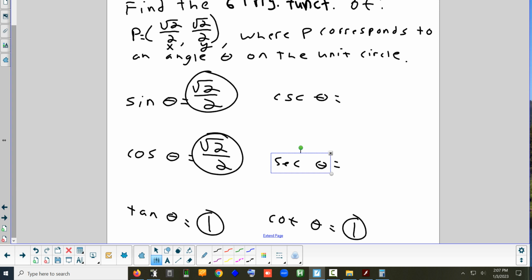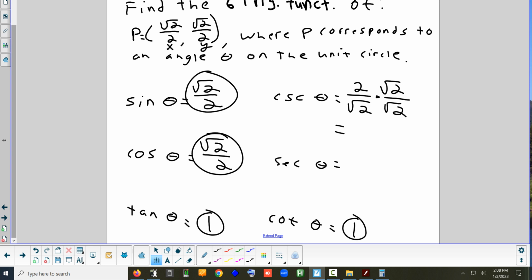All right, so let's start by flipping the sine. Abigail, what do I get when I flip my sine? 2 over square root of 2. Okay, we get 2 over square root of 2. And Dominic, what do I need to do with that so we can fix it? 2 multiplied by the square root of 2, both of them, over what? Over square root of 2.